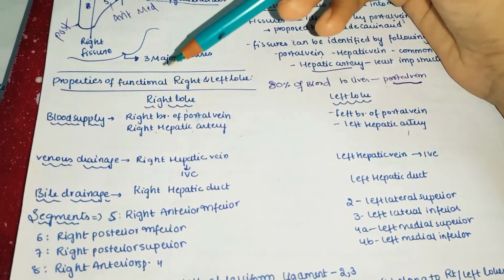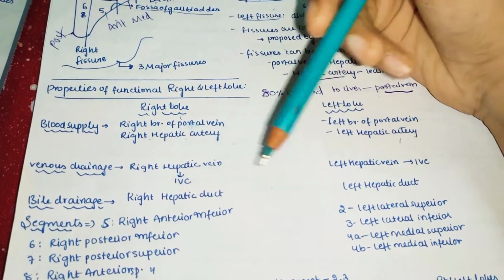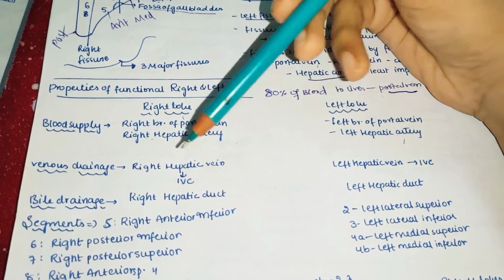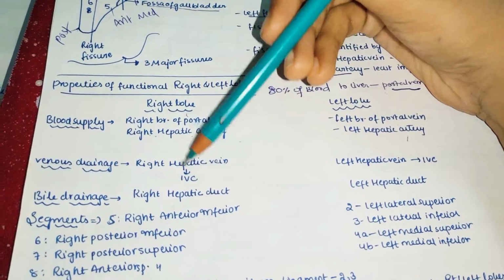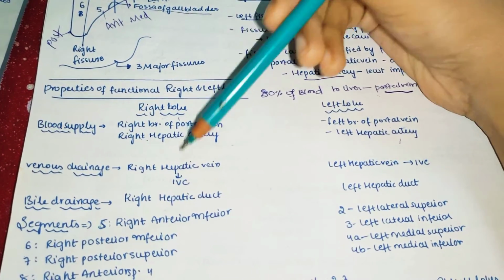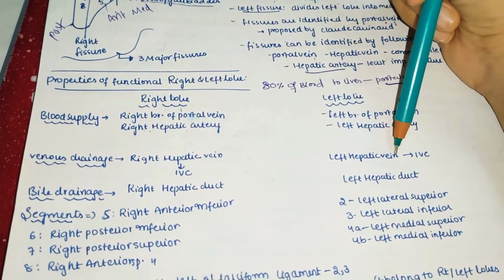So now coming to the venous drainage. The venous drainage is also the same, you have hepatic vein here which will in turn drain into the inferior vena cava. In the case of the right lobe, right hepatic vein. In the case of the left lobe, left hepatic vein.